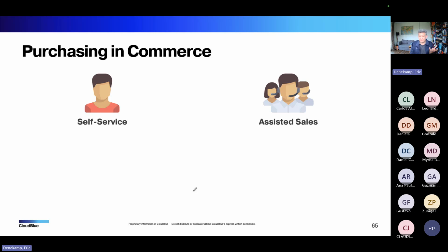How can you buy? Fairly simple. There are two options. There's self-service and there's assisted sales. I hear somebody. Tell me. Was that a question?